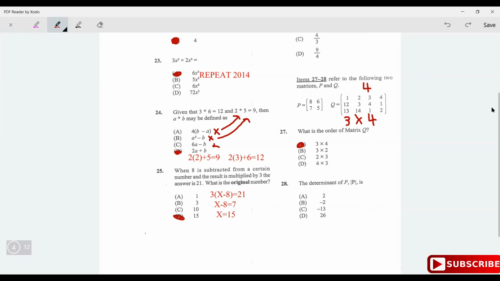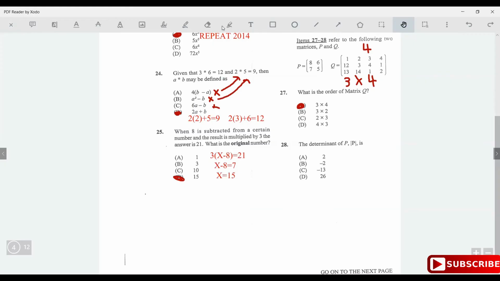Next question. What is the determinant of P? Well, looking at it, the determinant of P is the product of the leading diagonals minus the product of the other diagonal. So it is 8 times 5 minus 6 times 7. And that is equal to 40 minus 42, and that's negative 2. Easy, negative 2.